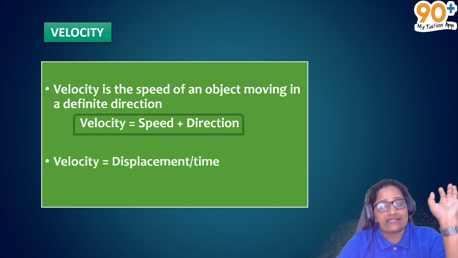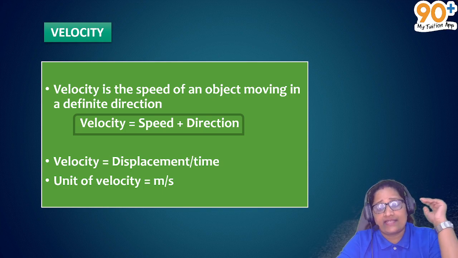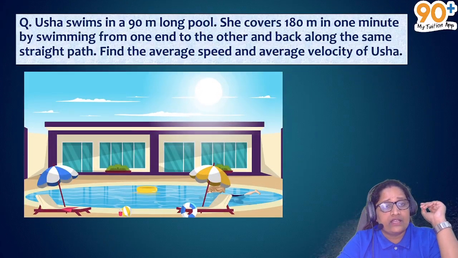Unit is what? Same, meter per second. Velocity is equal to displacement divided by time. Unit of velocity is what? Meter per second. So we have questions based on velocity and average speed.